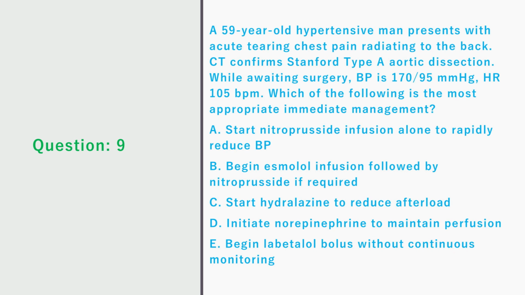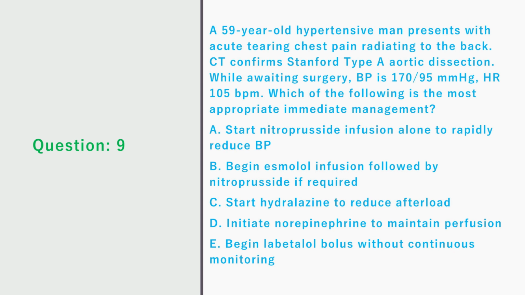Question 9. A 59-year-old hypertensive man presents with acute tearing chest pain radiating to the back. CT confirms Stanford type A aortic dissection. While awaiting surgery, BP is 170/95 mmHg, heart rate 105 bpm. Which of the following is the most appropriate immediate management?